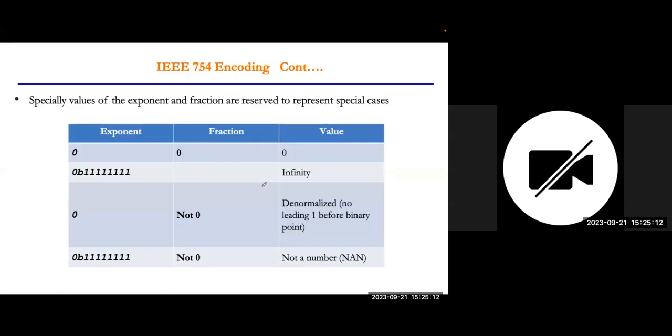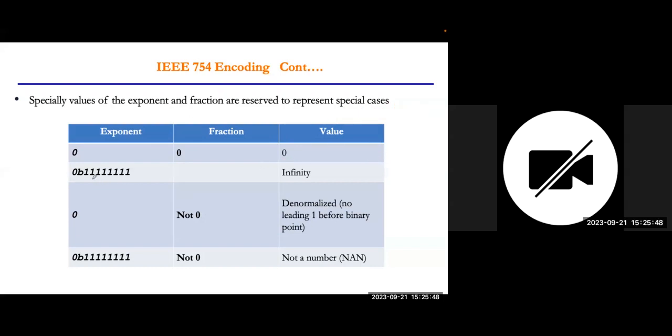Now, the special values of the exponent in this IEEE standard encoding: the exponent and the fraction are reserved to represent some special cases. If the exponent is 0 and the fraction is 0, that means the value is 0. That is, minus 1 to the sign bit, multiplied with 1 dot fraction, which is 0, and 2 to the power of exponent 0. So that will give the value of 0, since anything multiplied with this is 0.